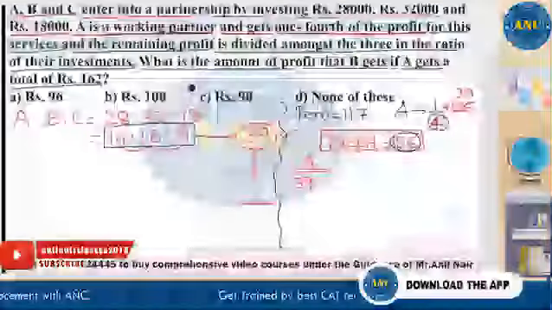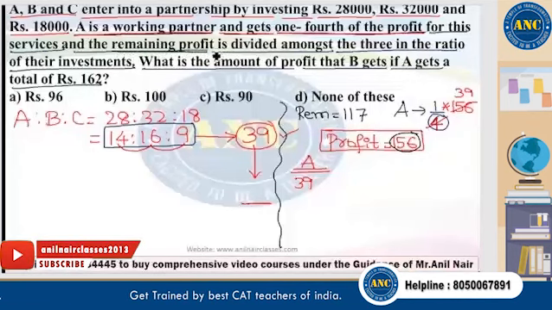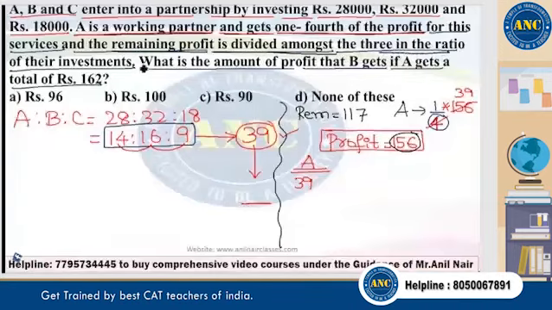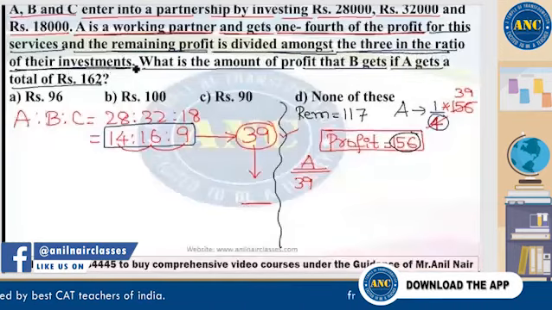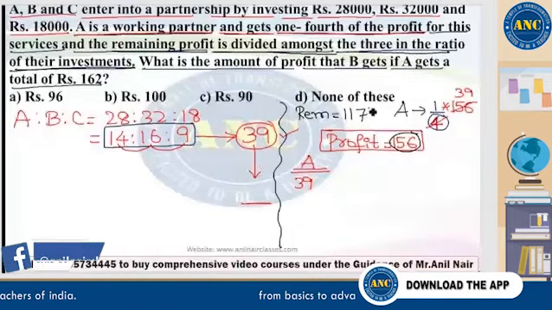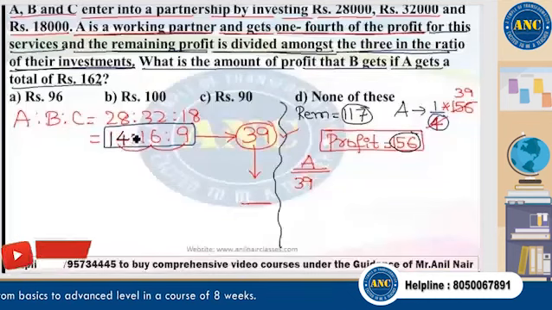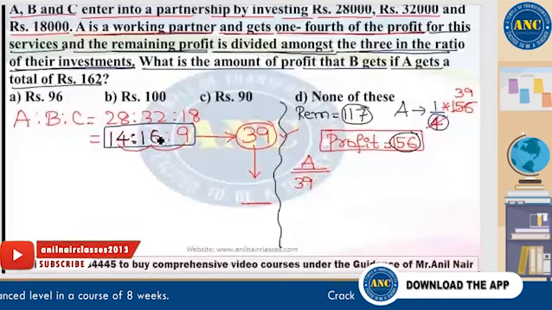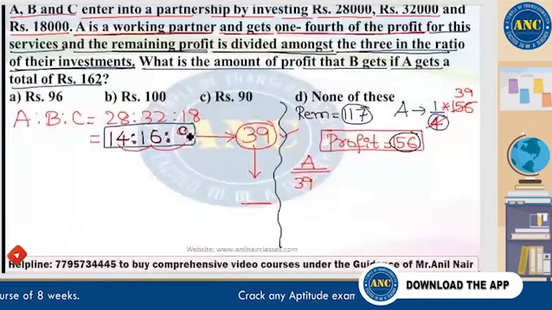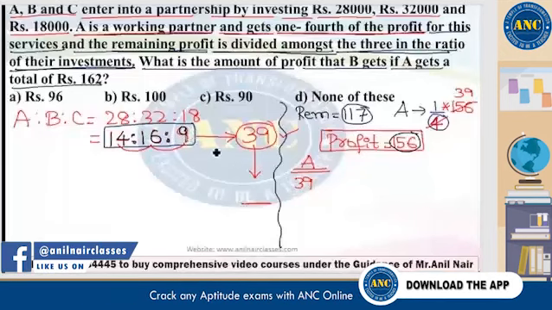And it is given in the question that the remaining profit is divided among the three in the ratio of their investment. That means the remaining profit is 117. This 117 is divided in the ratio of their investment, in the ratio 14:16:9. They are dividing the remaining profit of 117.